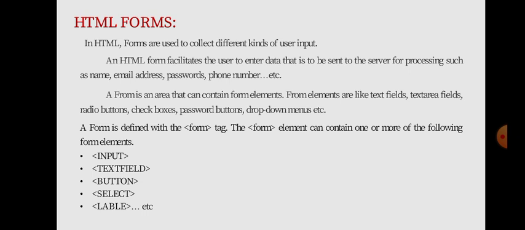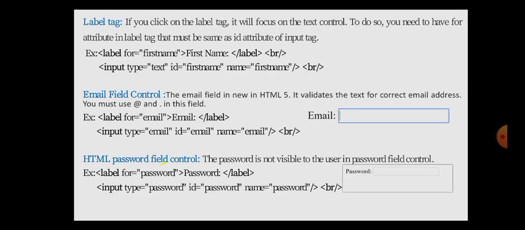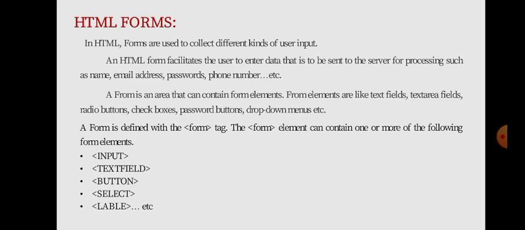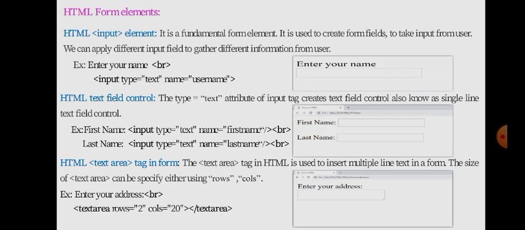And a form is defined with the form tag. When we want to create a form, we need a form tag. And the form tag or form element can contain one or more of the following form elements: input element, textarea element, button element, select element, or label element. So here there are some form elements.